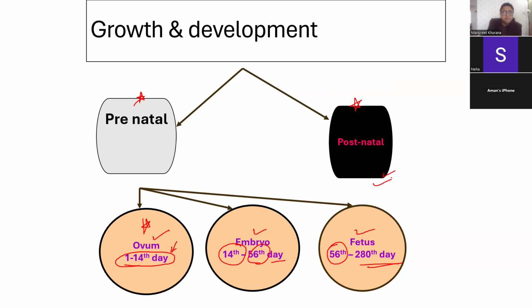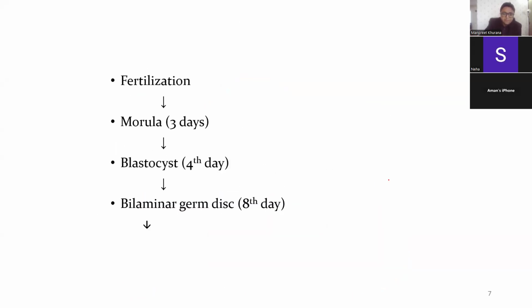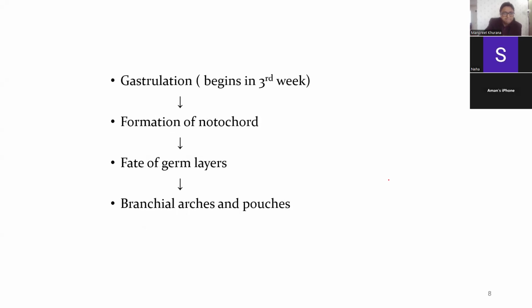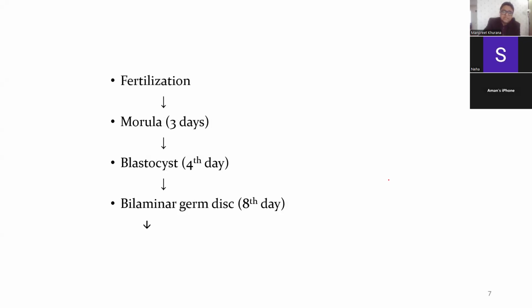Then there is postnatal development, which we'll be discussing afterwards, that after the birth, what all changes, for example, the age changes of the mandible, that is also one of the concepts which we have to understand. And there are a lot of questions based on that. Okay, so we will be discussing how the fertilization occurs. Then there is a morula, blastocyst, bilaminar germ disc, followed by the gastrulation, notochord, germ layers, and branchial arches and pouches. Now, this is a basic outline of what all stages are there. We'll be discussing each and every stage in detail.